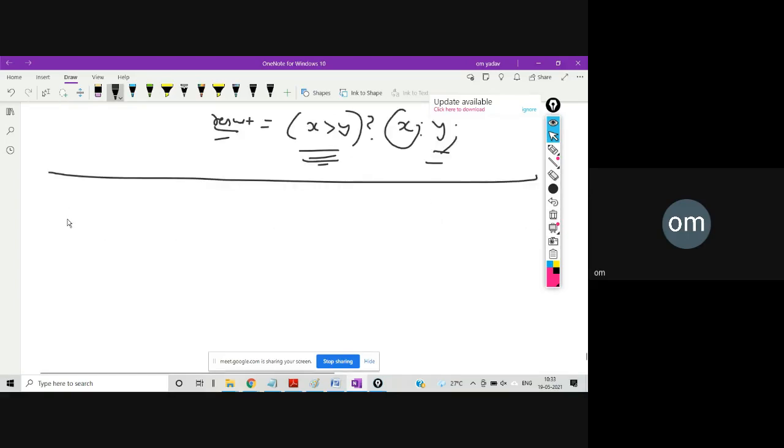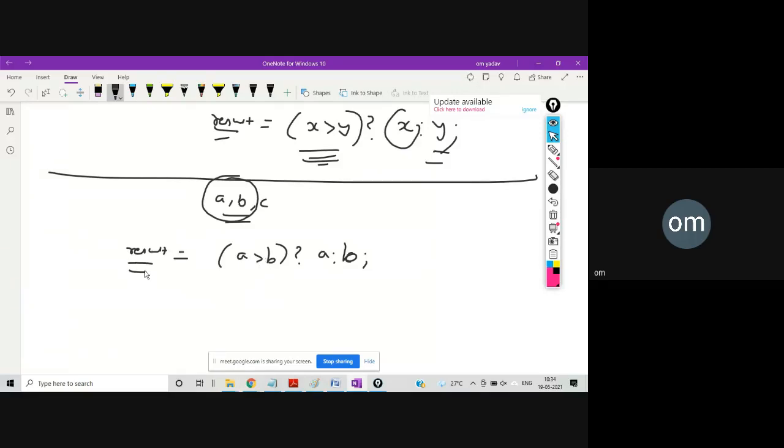Now let's say there are three numbers, A, B, and C, and I want to check which is the greatest one. So what you can do is say result is equal to, and I can check the first two numbers first. I can say: if A is greater than B question mark, then A colon B, sorry. So first I'm deciding between A and B, and whichever is the greatest will be copied to result. Or if you want, you can take simply X over here.